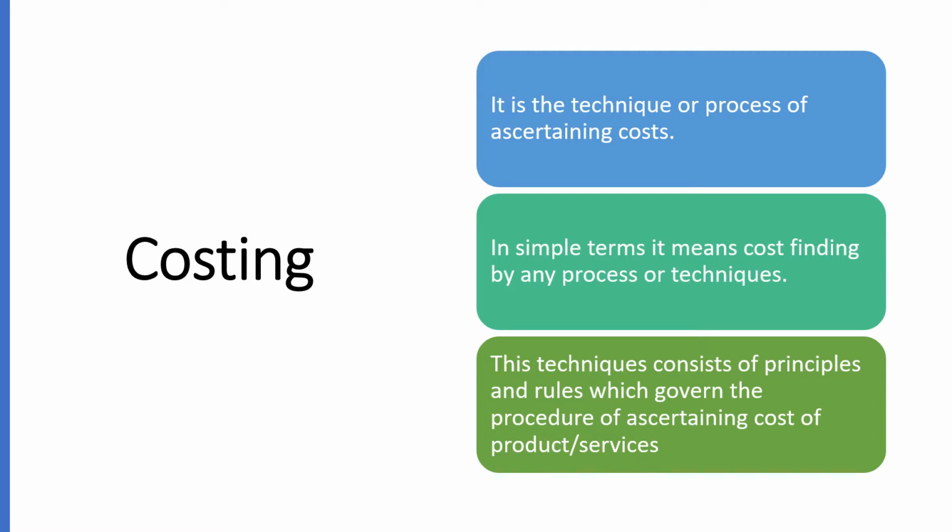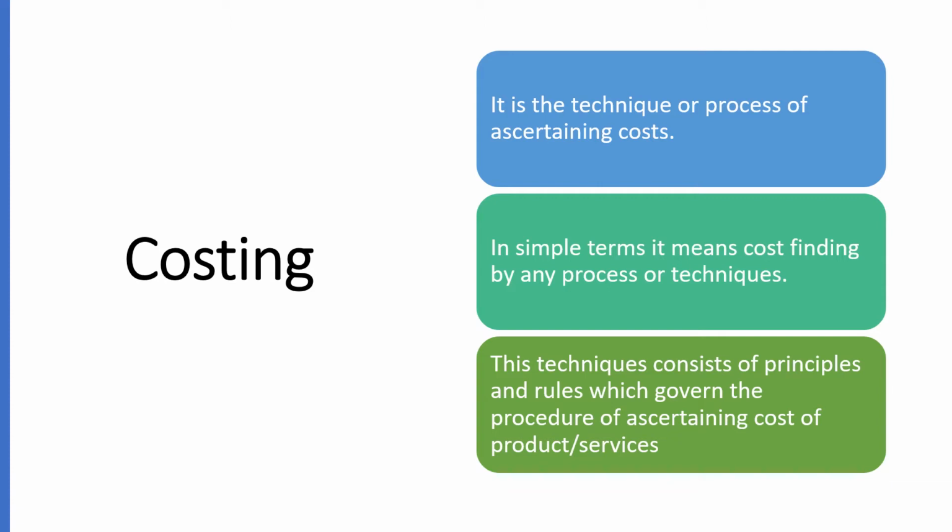For example, if the product is a book, how should we find out what all are the ingredients, what all are the things which make up the cost of the book? So that is called as costing. This technique consists of principles and rules which govern the procedure of ascertaining the cost of products and services. So costing will consist of all the principles and rules which will govern how we need to calculate the cost of any product. And this method, principles of costing, differ from product to product and from industry to industry.